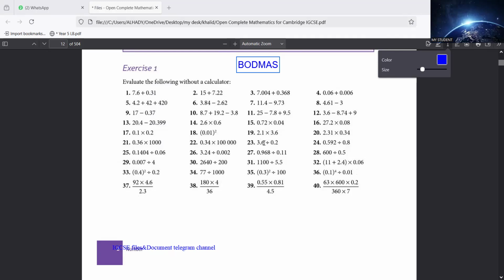Like this, 3.6 divided by 0.2. This 0.2, to make it 2, we need to multiply it by what? By 2? If we multiply 0.2 by 2, are we going to make it 2? No. If we multiply it by 1, are we going to make it 2? No. So 0.2 multiplied by which number will give 2?